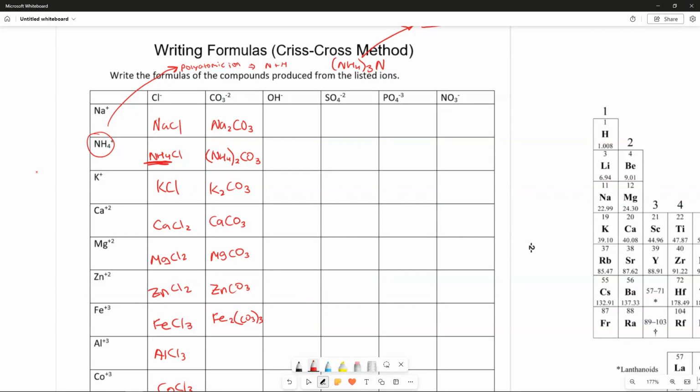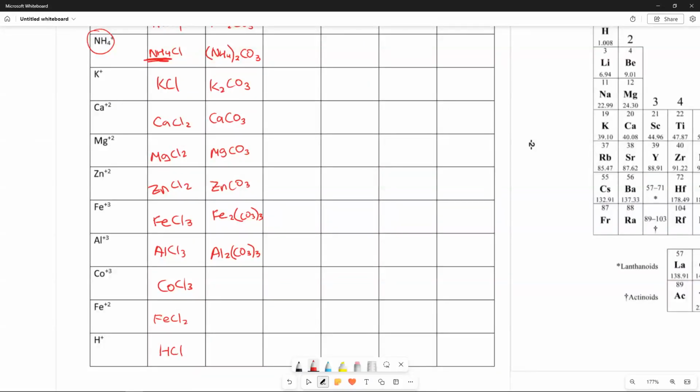Alright, Al3 plus and a CO3 2 minus, so aluminum here. Same deal with the iron here. We're going to need 2 aluminums per 3 CO3 molecules, and that'll give us a net charge of 0. So aluminum carbonate here, Al2(CO3)3. All right, cobalt here, same deal. We need a 2 on cobalt and a 3 on our carbonate in order to get the net 0 charge.